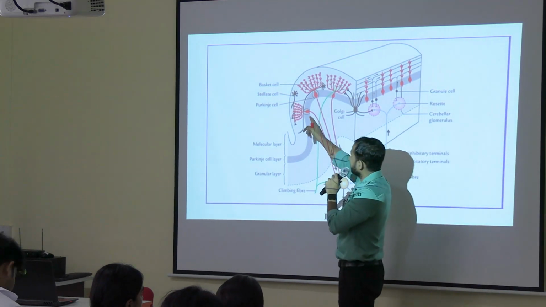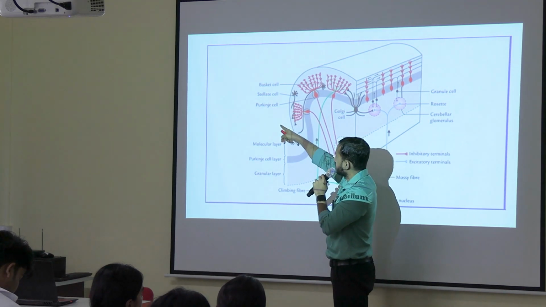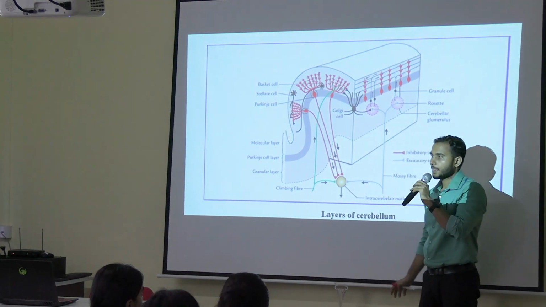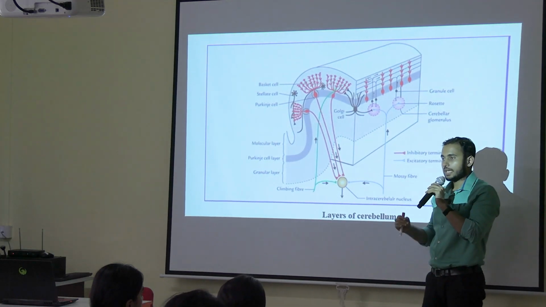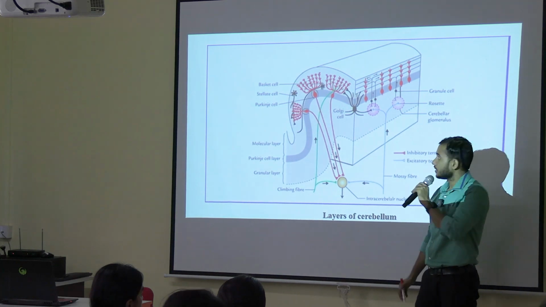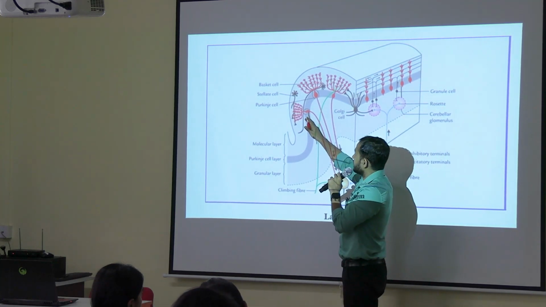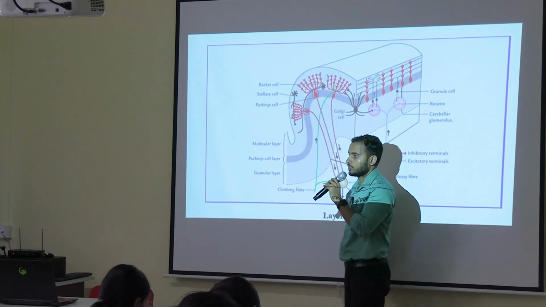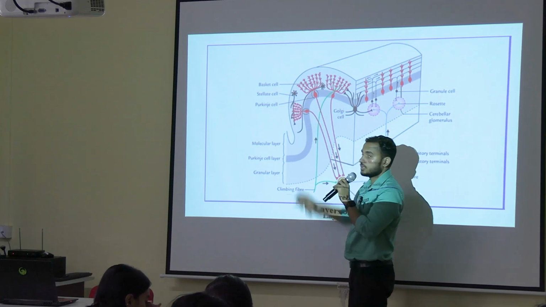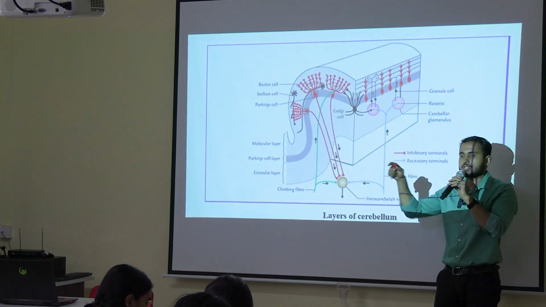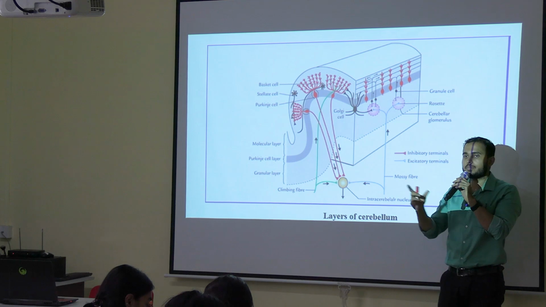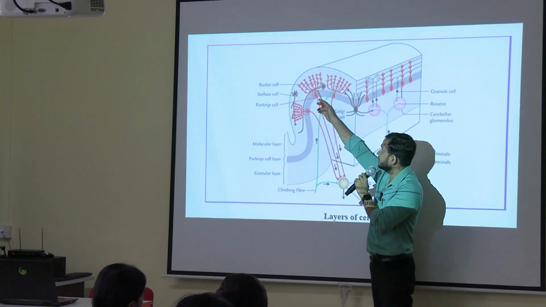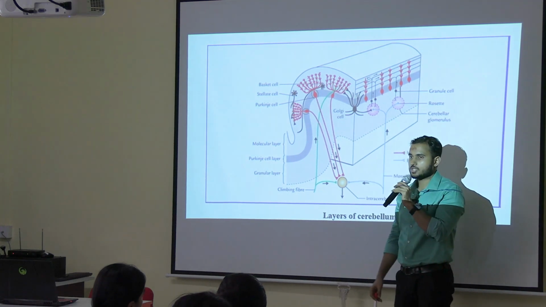You can see two things are coming out. One is going towards the molecular layer, another is going towards the white matter. So axons are coming out, and along with that, dendrites are also coming out. From the bodies of the Purkinje cells, the dendrites go towards the molecular layer, as you can see in the diagram. Once it goes towards the molecular layer, it forms a dendritic tree.